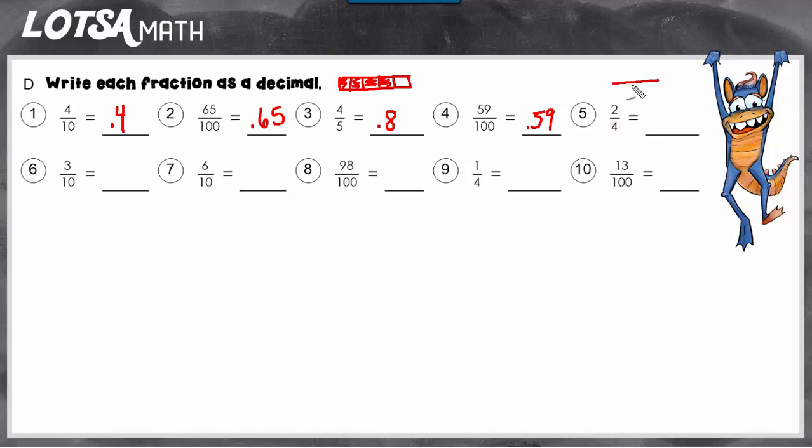2/4. So think about when we saw the model that looked like this, and it was 2/4. Remember how each fourth counted by 25/100ths? So this would be 25/100ths, 50/100ths.